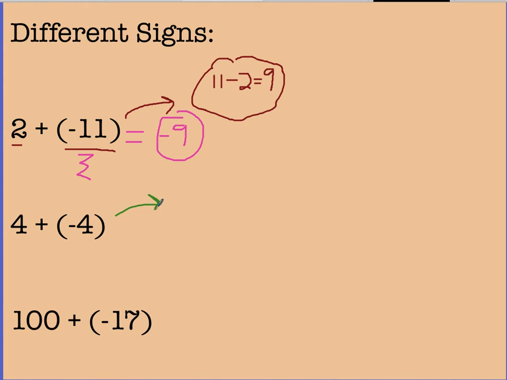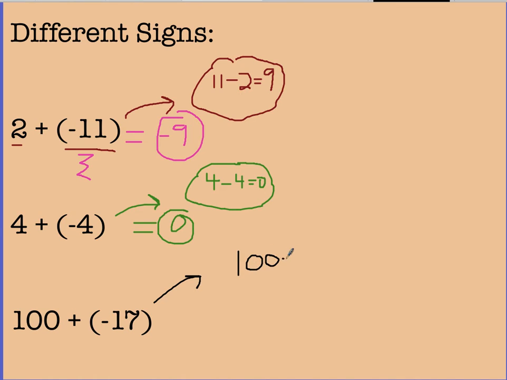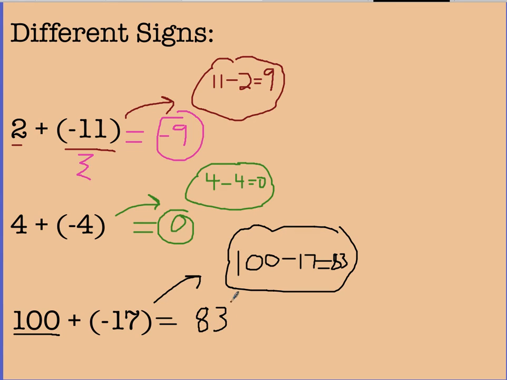4 plus negative 4. One is positive, one is negative. Think of subtracting them. 4 minus 4, that's 0. Opposite of 0 would just be 0, so our answer is 0. 100 plus negative 17, same idea. Think in our mind, what is 100 minus 17? That's 83. Then I look, which one is further from 0? 100 is further from 0 than negative 17, so the answer is positive 83. These tricks are actually treats because they always work.